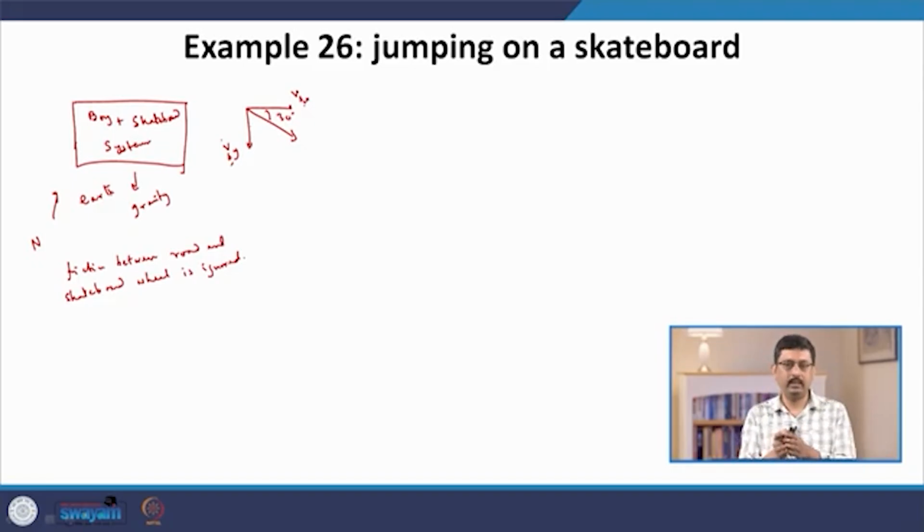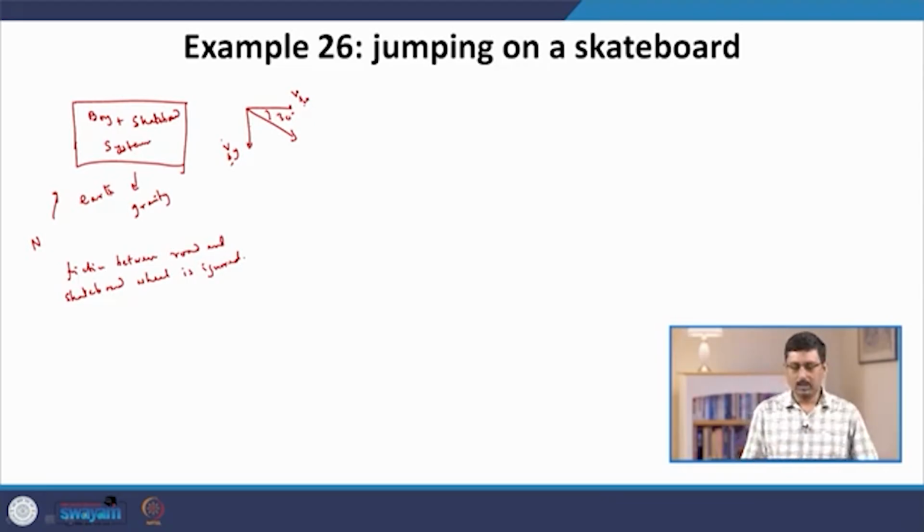So, only in the x direction. That means the y direction, the downward momentum of the boy was stopped by the skateboard. The boy is hitting the skateboard with some force and the skateboard is also hitting the boy with some force by Newton's third law of motion. So, there is a change in the momentum. This is the internal force between the boy and the skateboard.